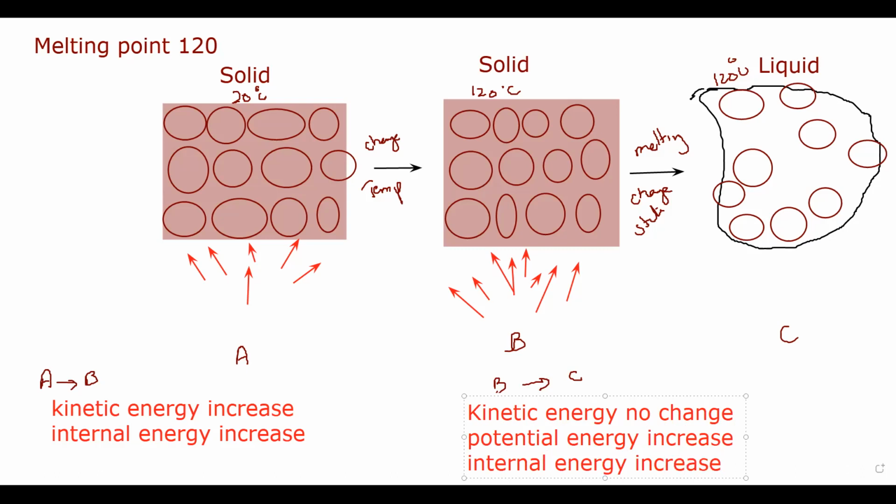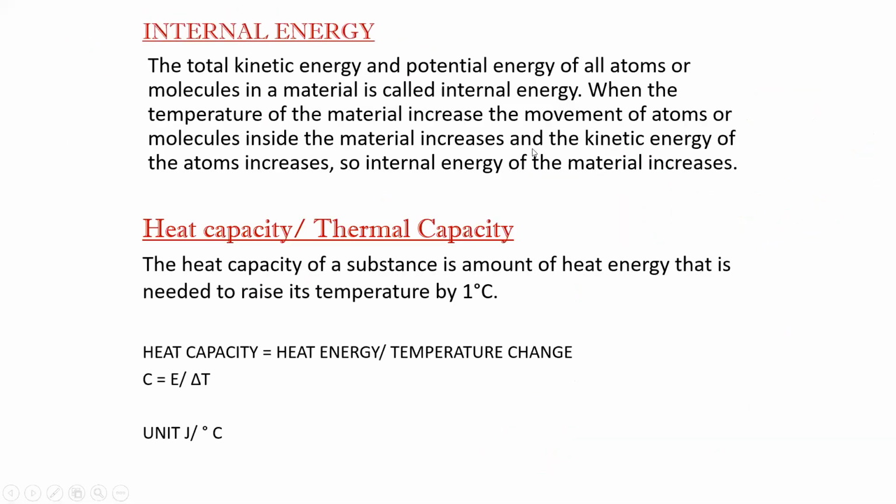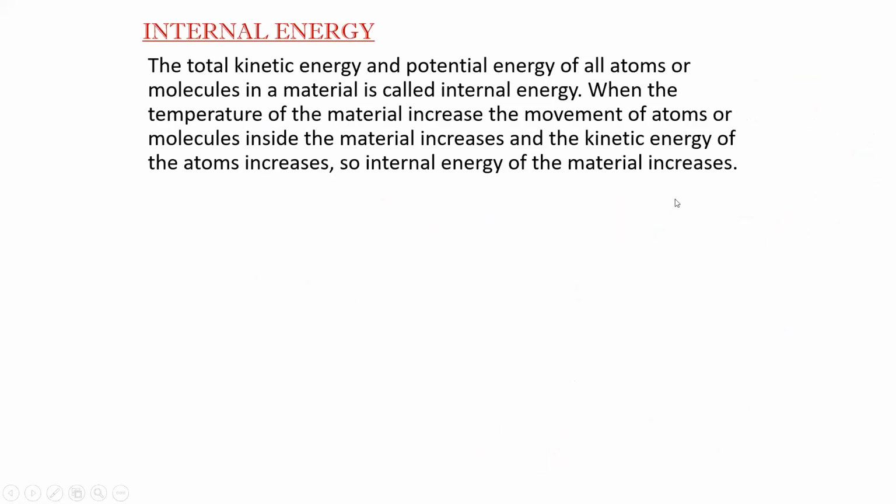Is it clear how we relate the internal energy with kinetic and potential? And the opposite will happen if the liquid is turning into a solid. If a liquid changes to solid, the internal energy will decrease. But if solid is converting into liquid or liquid changes into a gas, the internal energy will increase. So as we know, internal energy is a sum of kinetic and potential, and it changes according to the change in state as well as change in temperature.